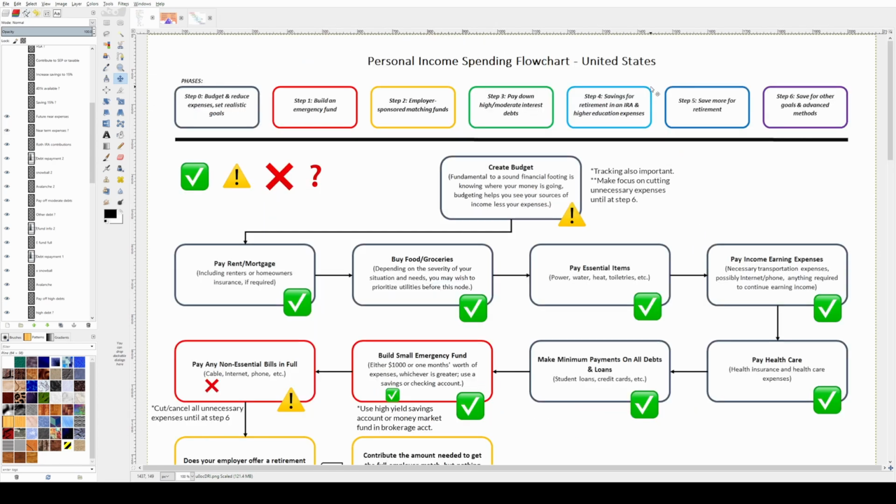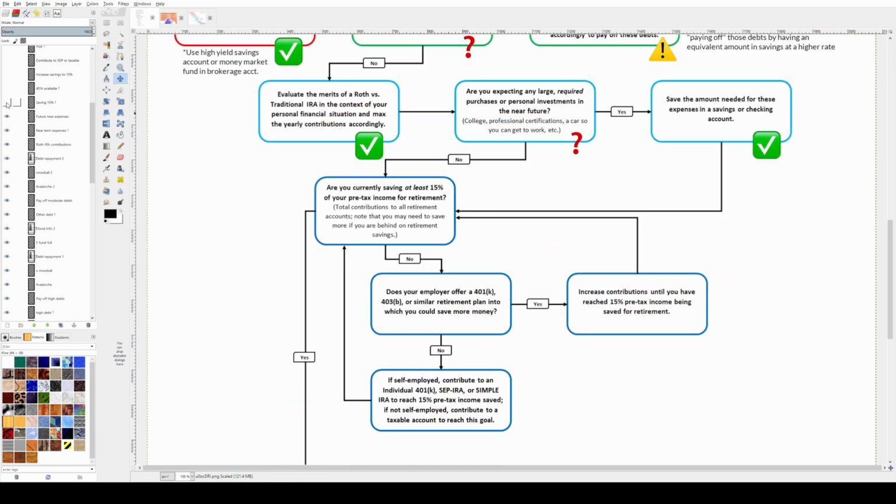Once you've done step 4, investing in your IRA retirement account and investing in yourself, whether it's education or certification or whatever skills you need to invest in, the next step, step 5, is to save more for retirement. And retirement may seem far away, but just think of this as building your wealth and building your nest egg for the future. So in this case, the next question is, are you saving at least 15% of your pre-tax income for retirement? This is total contributions to all retirement accounts, and I'll also say all taxable accounts if you're making those outside of retirement accounts as well. And keep in mind, if maybe you're older and closer to retirement age and you're planning and hoping to retire, you may have to save more if you're behind on retirement savings.